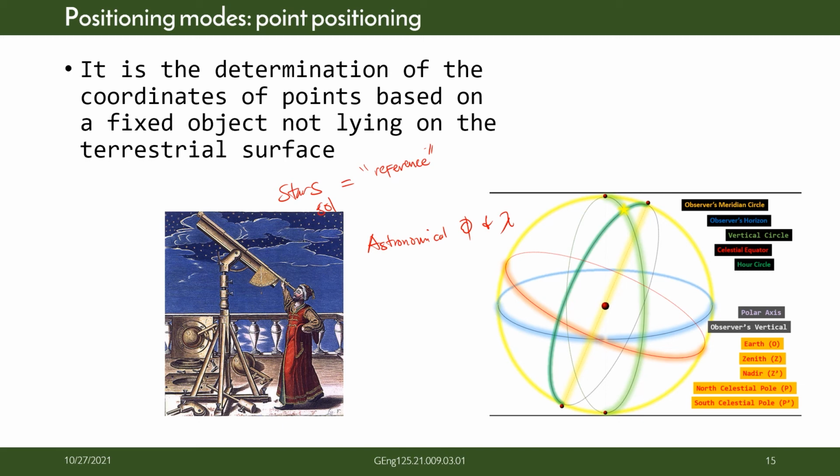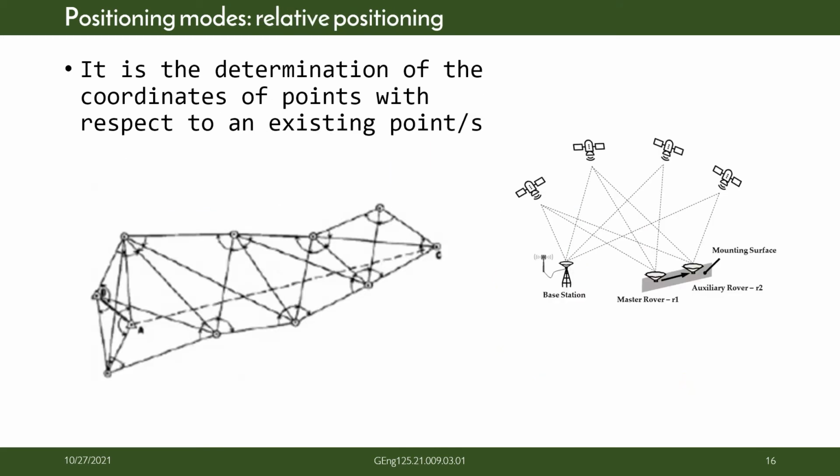So with the advent of global navigation satellite system, we have relative positioning. It is the determination of the coordinates of points with respect to existing points, such as this one. You have your station A and B, and you want to determine station C.